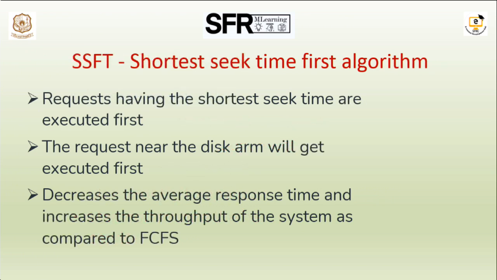The second one is SSTF, the shortest seek time first algorithm. In this algorithm, the requests having the shortest seek time are executed first. That is, the request nearest to the disk head will get executed first. It decreases the average response time and increases the throughput of the system as compared to FCFS.